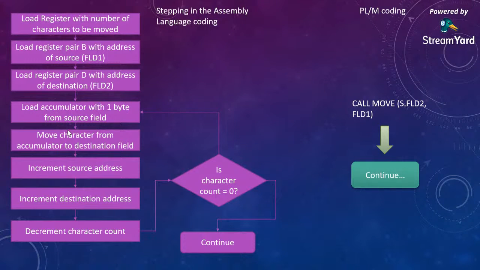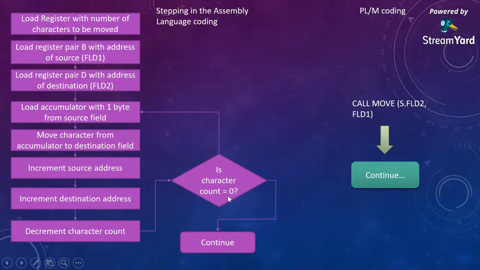Okay, let me continue. After that is done, you need to load the accumulator with 1 byte from the source file and then move the characters from the accumulator to the destination file. And then after that, increment the source address, increment the destination address. These two are necessary because they are related to what happens in the next session. And then after that, decrement the characters count.